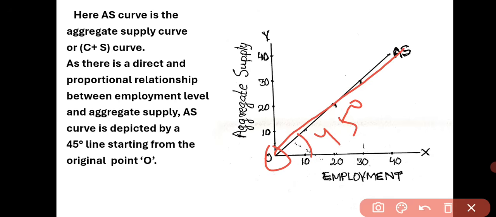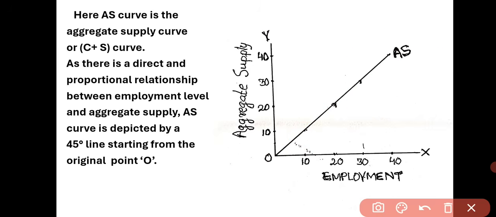Why is this a 45-degree line? Because of the same proportional increment of the aggregate supply due to the increase in employment level. So this is what aggregate supply is and how the aggregate supply curve is represented in this diagram.